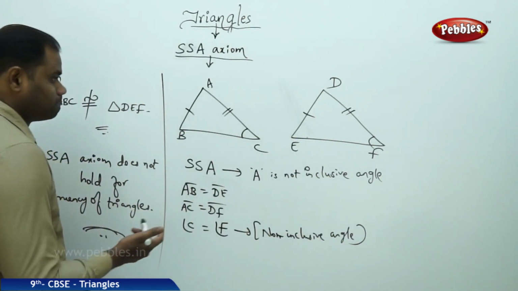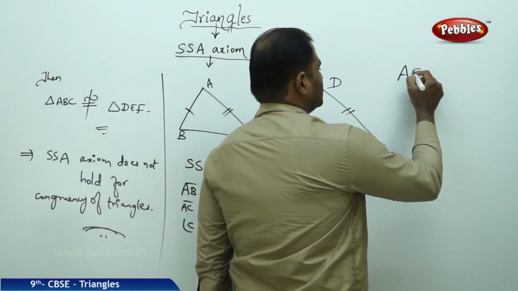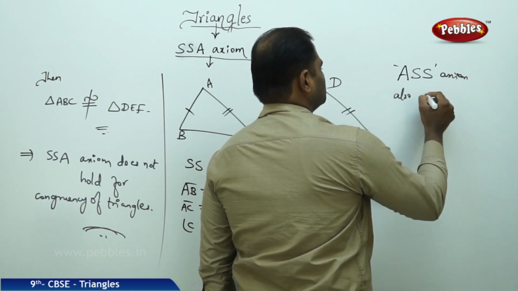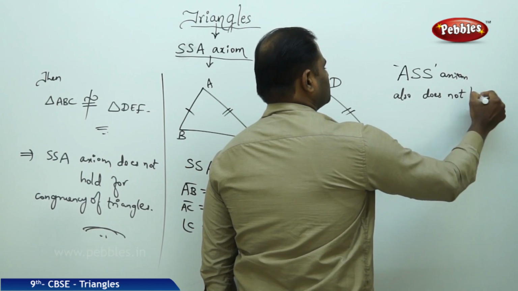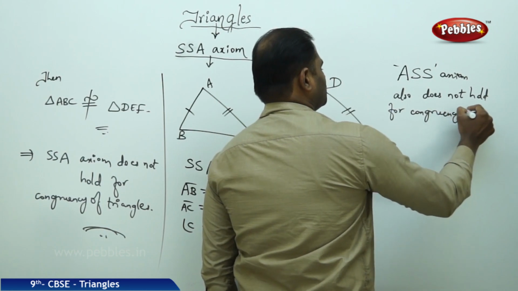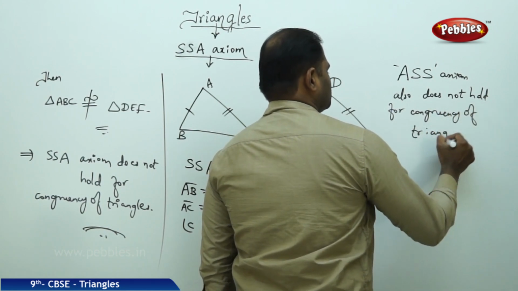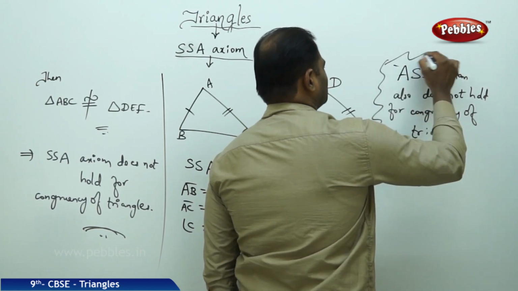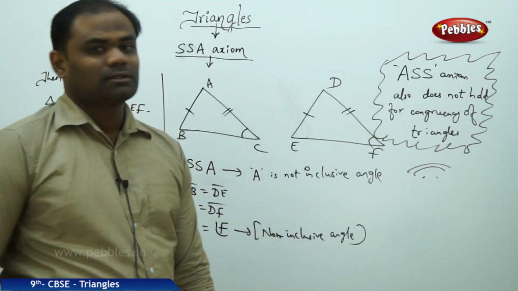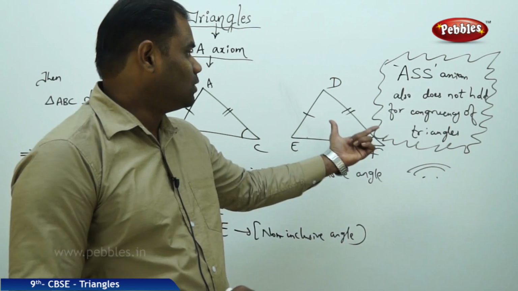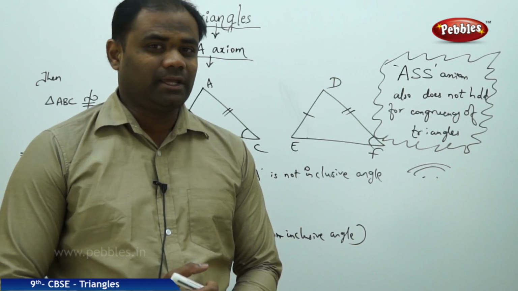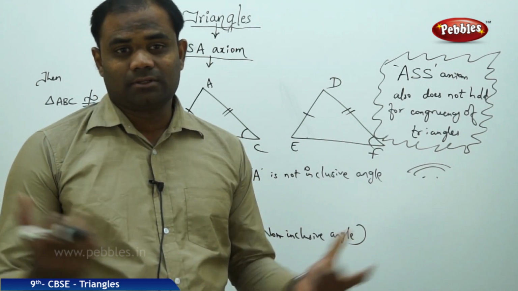Or similarly, ASS axiom also does not hold for congruency of triangles. Is how I understand the ASS axiom does not hold for congruency of two triangles. Side angle side and congruency of triangles is true.